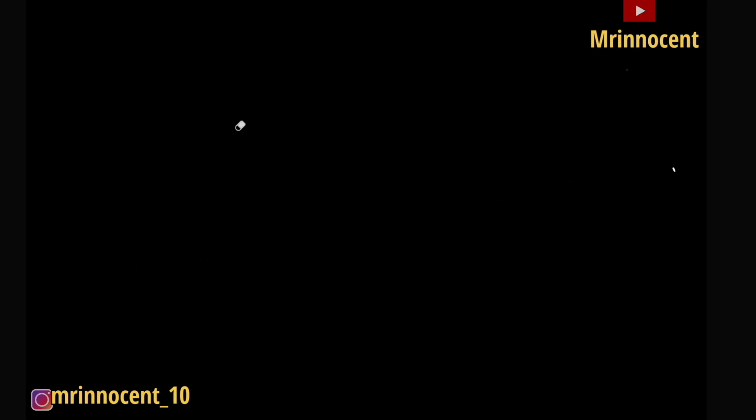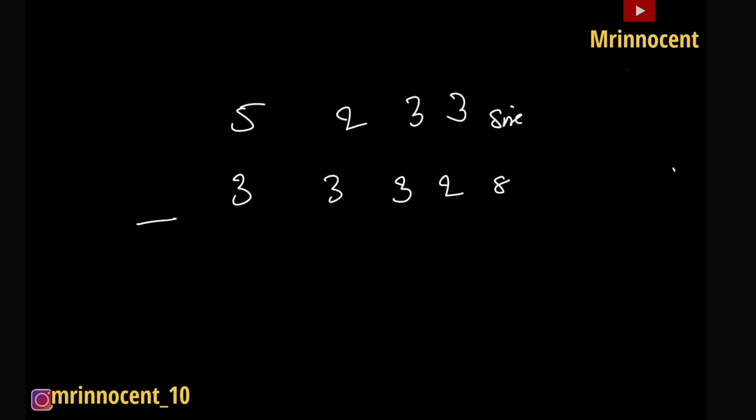Let's look at more examples. We have 5, 2, 3, 3, all in base 6, minus 3, 3, 3, 2 base 6. 3 minus 2 is 1. 3 minus 3 is 0.